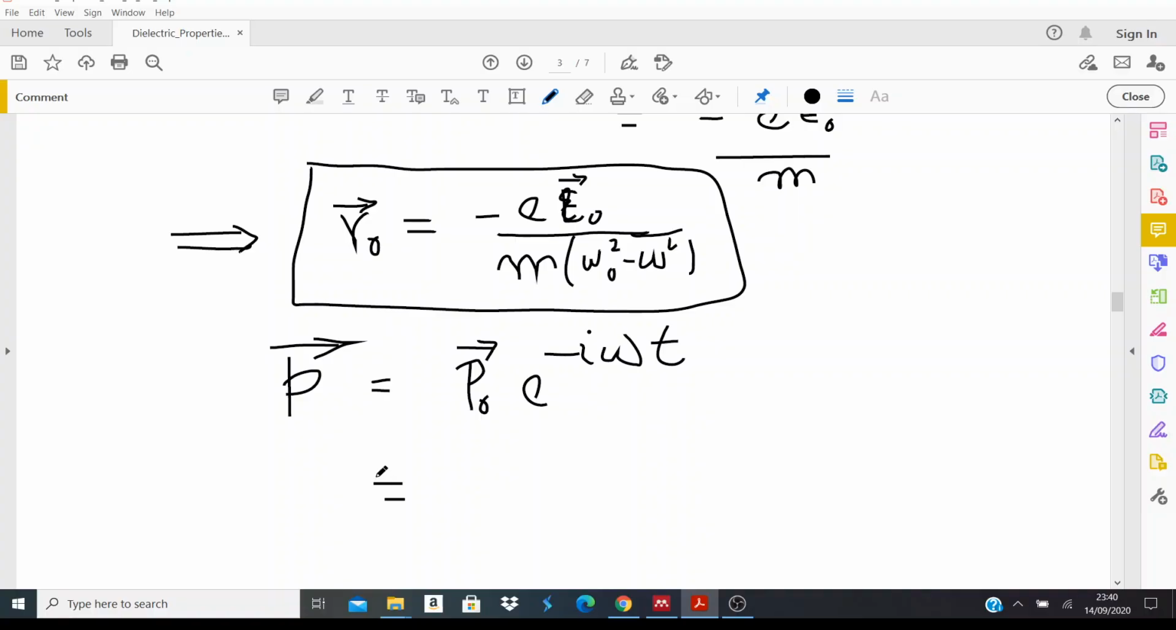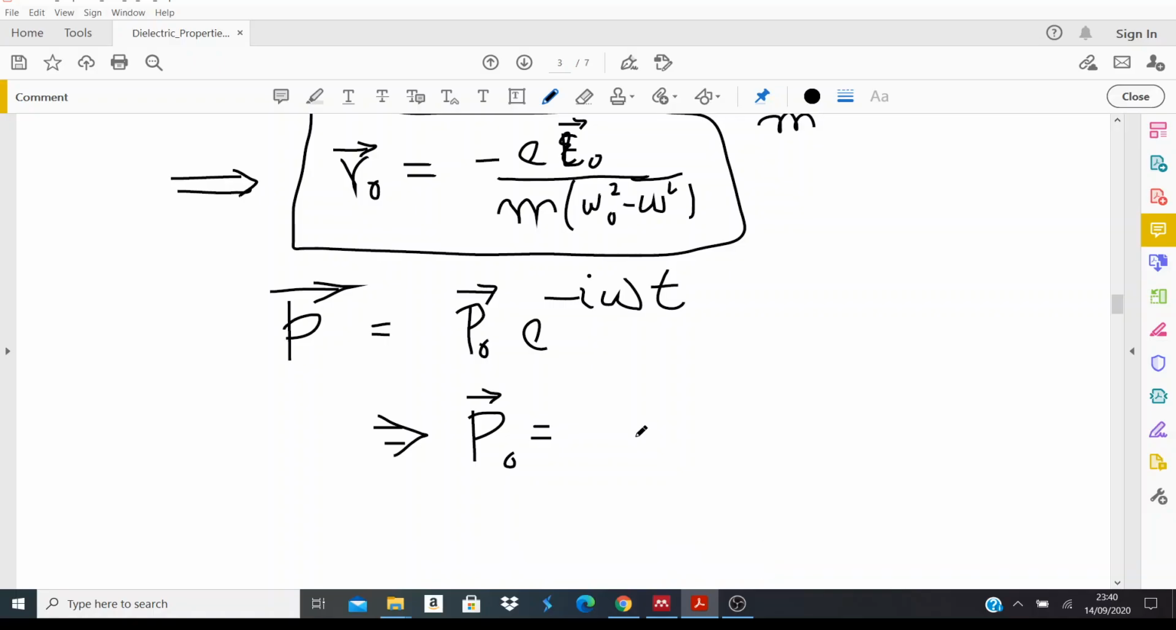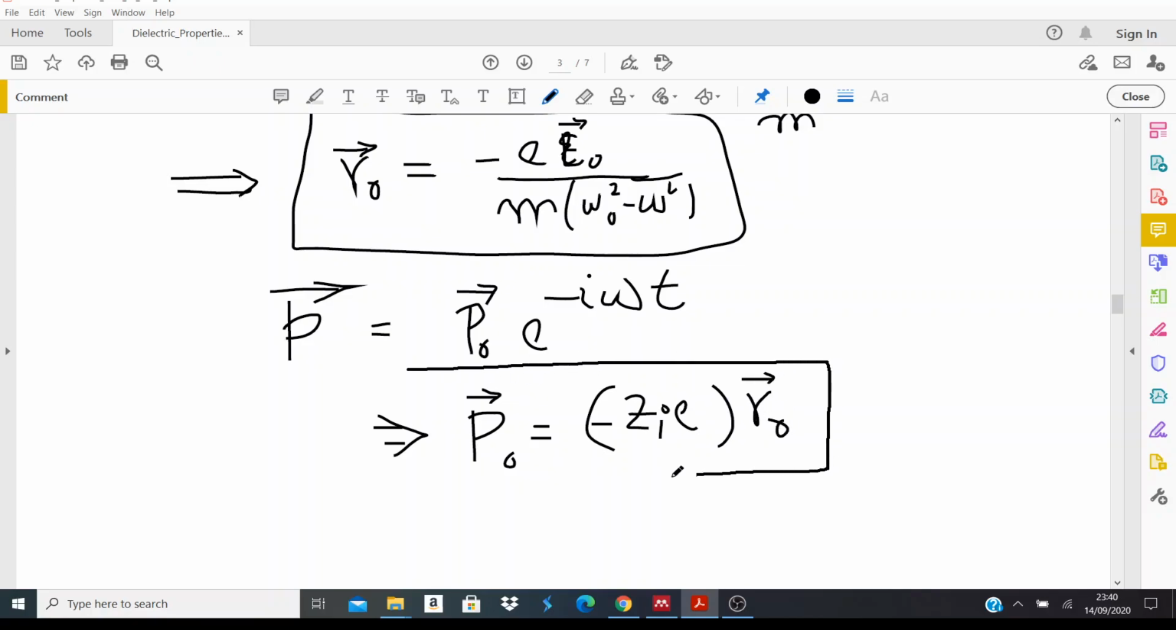So let's talk about the term P naught. That's the electric dipole moment of the electronic shell system, right? And what is that? This is nothing but the charge that we are considering and the distance. That's how we define the electric dipole moment: charge times the displacement, some distance, and this is the displacement between the charge centers when the distortion occurs.